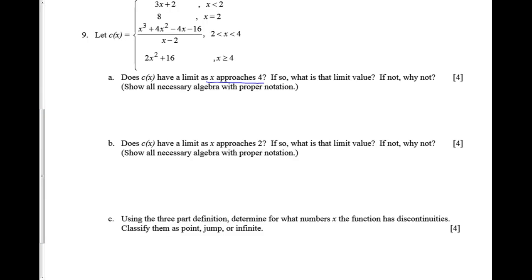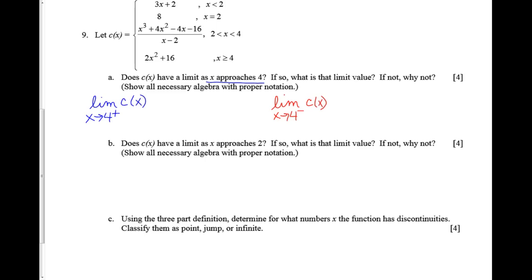So in a piecewise function, in order to have a limit as x approaches 4, I'm going to have to investigate the limit as x approaches 4 from the right of c of x, and then I'm going to have to say, does that equal the same thing as the limit as x approaches 4 from the left of c of x? In order to have a limit, both of these values will have to be the same thing.